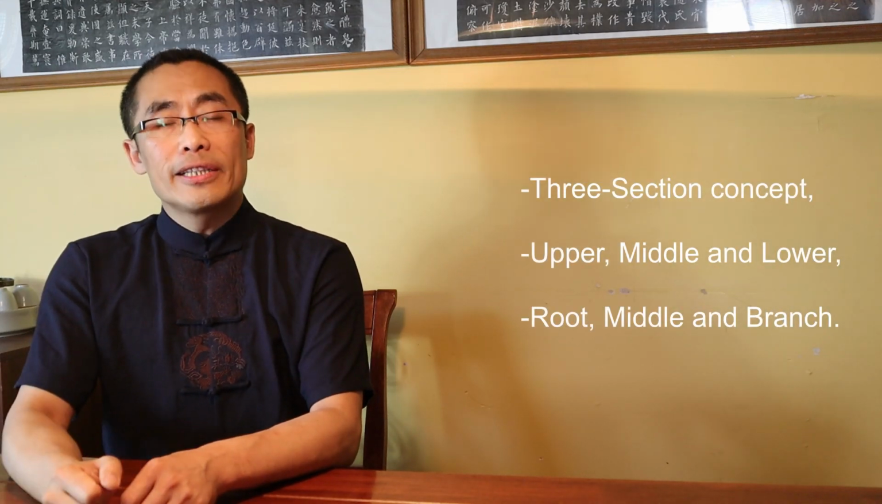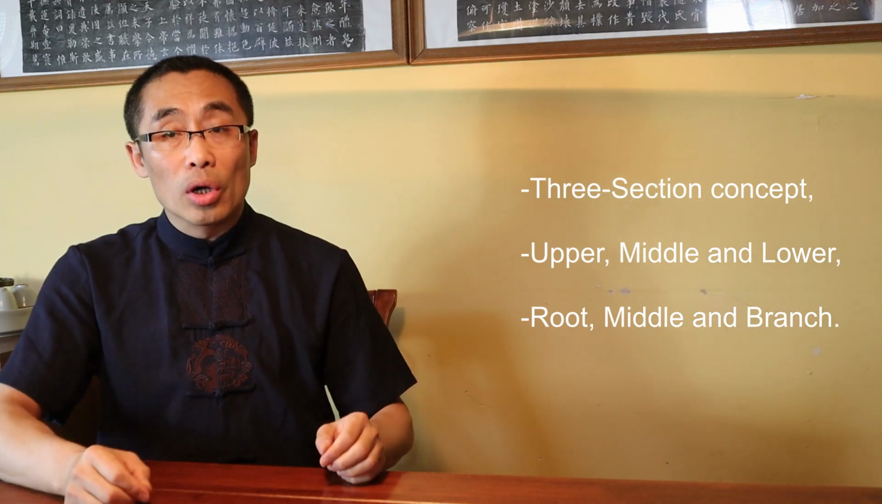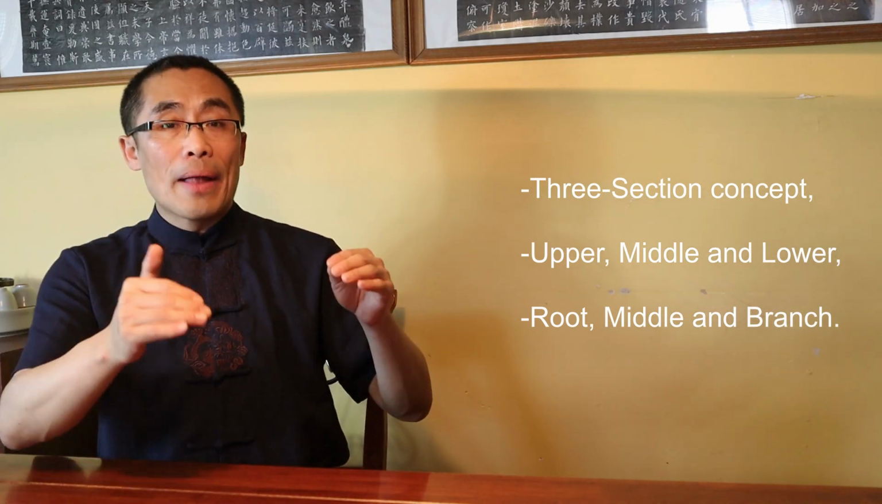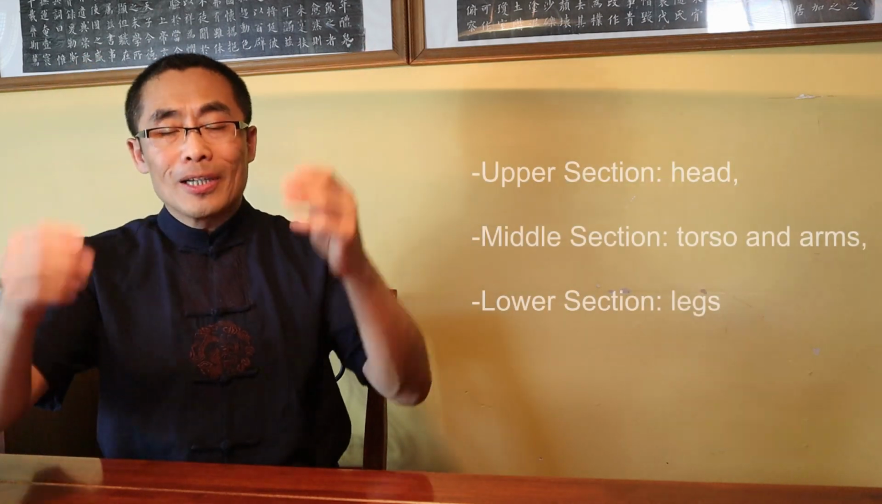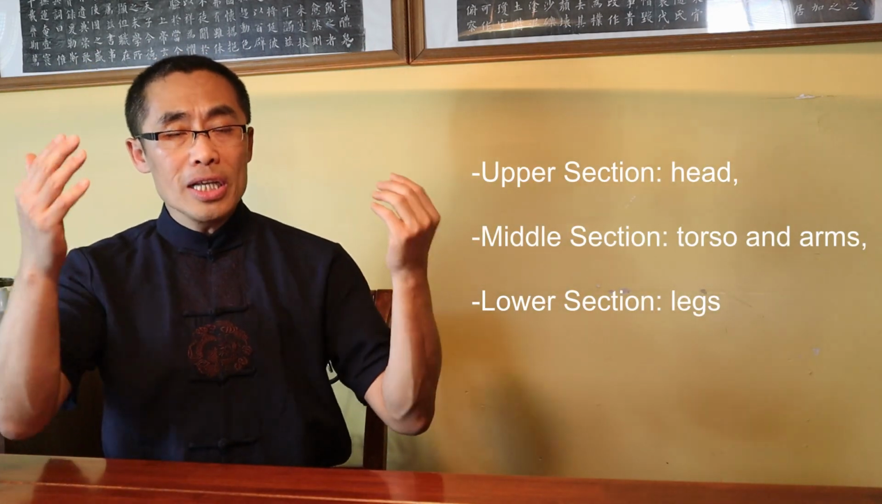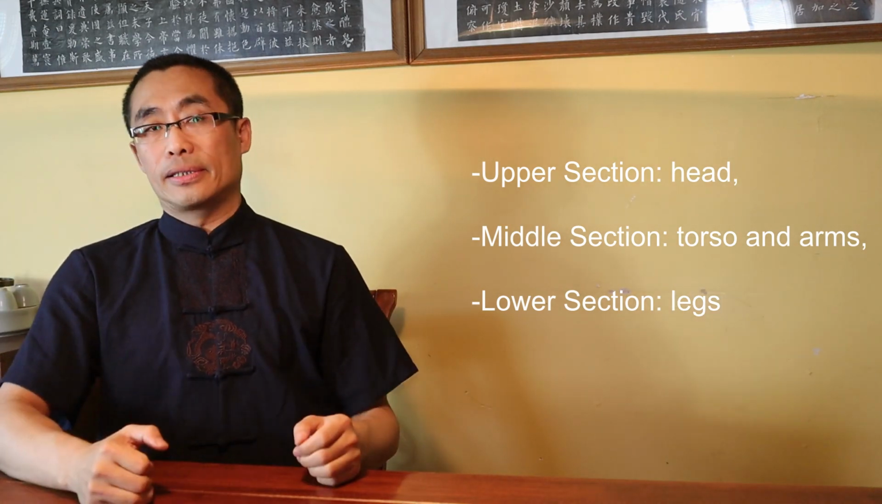In the third topic of this book, it introduced the three-section concept. It says that the three sections are upper, middle, and lower, or root, middle, and branch. The exact definition of each section varies based on the context. To the entire body, the upper section is the head, the middle section is the torso and arms, and the lower section is the legs. Going further, each section has its own upper, middle, and lower section.